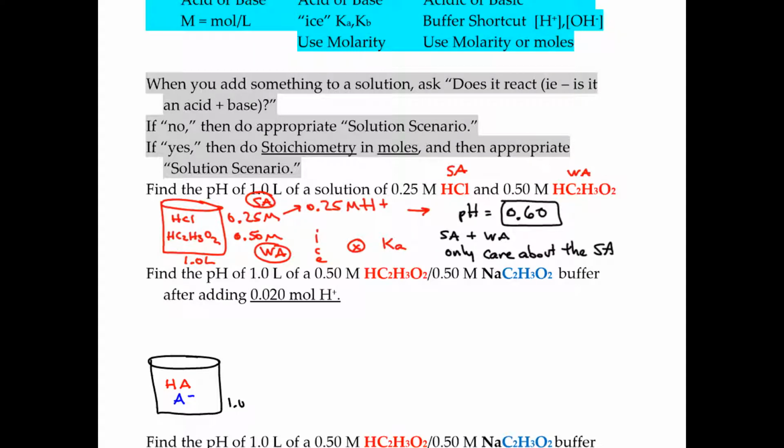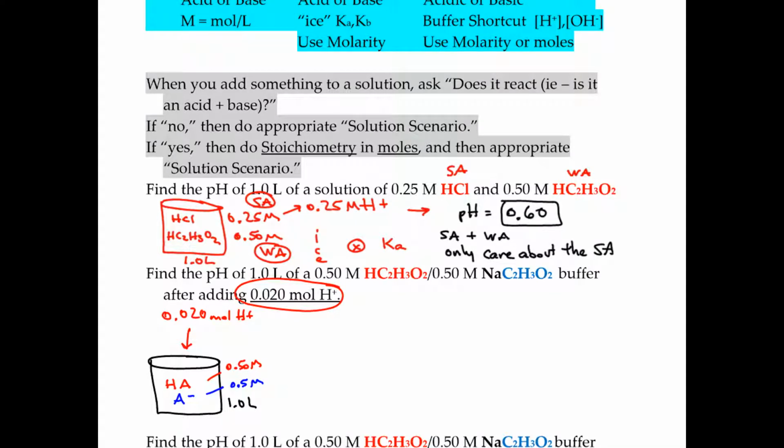So this is 1 liter, and these are both 0.5 molar. So the acid is 0.5 molar of the buffer, and the base of the buffer is 0.5 molar in this beaker. Now look at what you're doing. You're adding 0.02 moles of H plus. So 0.020 moles of H plus are going into this buffer.